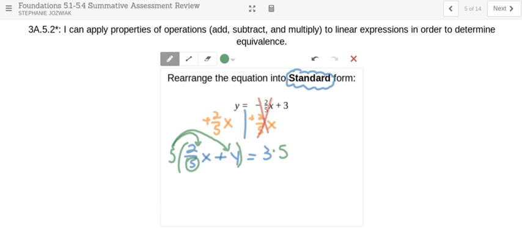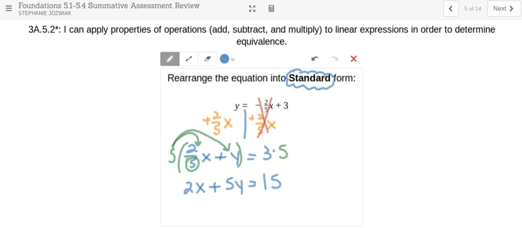And when I do, it'll cancel the fraction. So overall, I'm going to be left with 2x plus 5 times y is 5y, and then equals 3 times 5, which is 15.